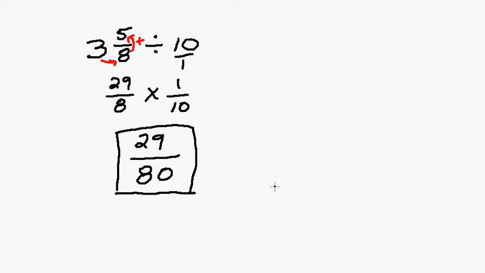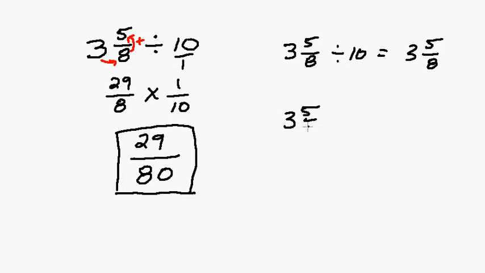Now I received a question, and the person had said that when they took 3 5/8 and divided by 10, they came up with the same answer of 3 5/8. And without even doing the problem, we know this isn't quite right, because dividing by 1 will give you the same answer. 3 5/8 divided by 1, anything divided by 1 will give you the same answer.